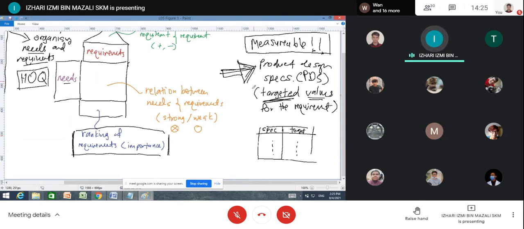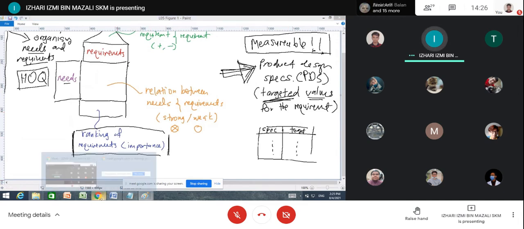So you can see that eventually this PDS is actually dynamic. It can be changed at the end of your design, at the end of your development. Then you will see that very likely the design specification which you set at first, compared to the design specification of your product at the end of the development, will not be the same. Okay.